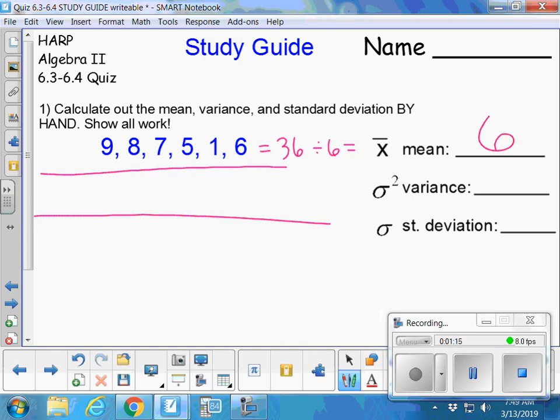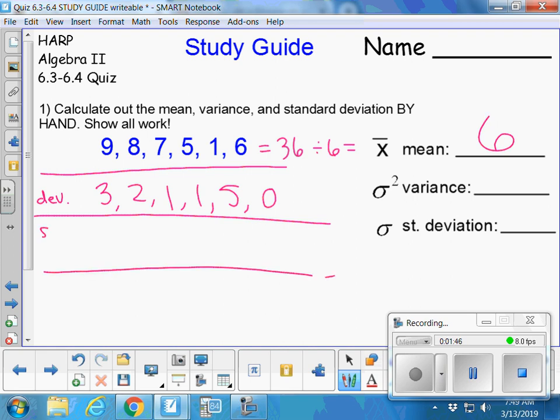All right. The second column is your deviation column. It's not your standard deviation. It's just called the deviation. It's how far your number is off of the average. So like how far is 9 from the average of 6? 3, good. How far is 8 from the average of 6? Good. 7, 5, 1, 6. Good. Nothing more to do with the second column.